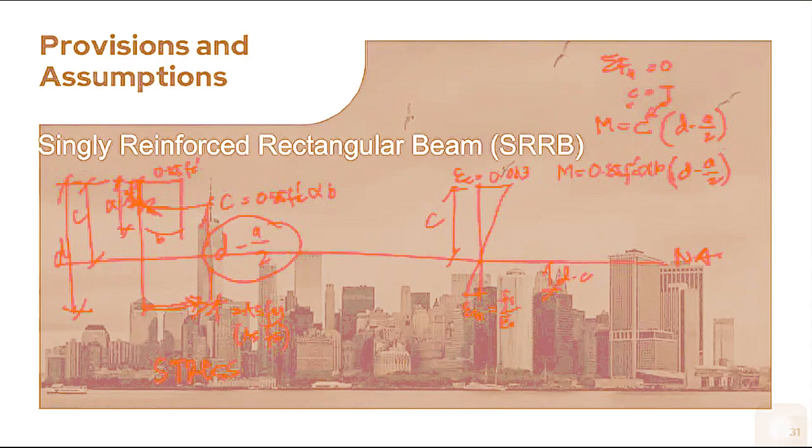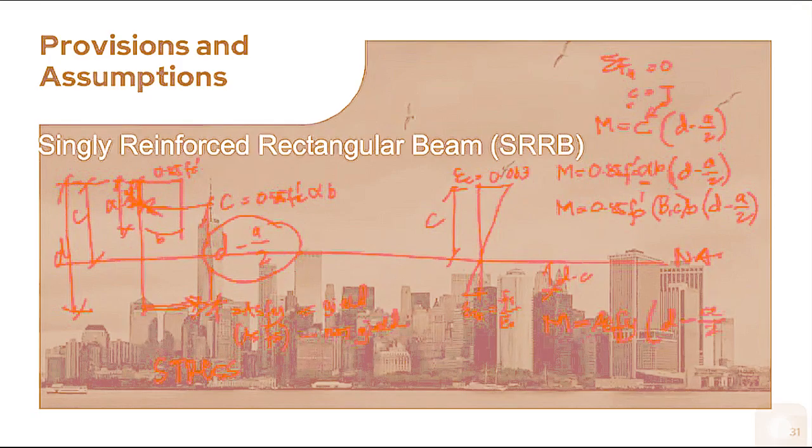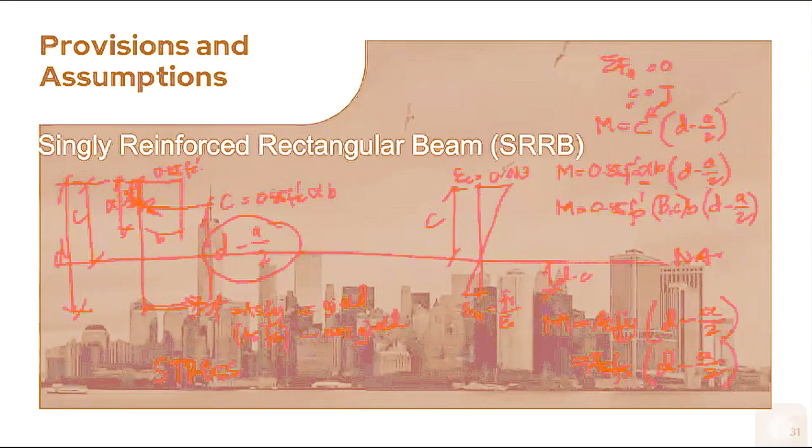But what is alpha? Ano ang alpha? M is 0.85 Fc prime. This is beta 1 C, di ba? Multiplied by B, multiplied by the moment arm. Yan. So, kung T naman, palitan mo lang ng As Fy. So, that is M equals As Fy kung yield. If it did not yield, not yielding, use Fs. So, multiplied by D minus alpha over 2. Or As Fs, if not yielding, D minus a over 2.